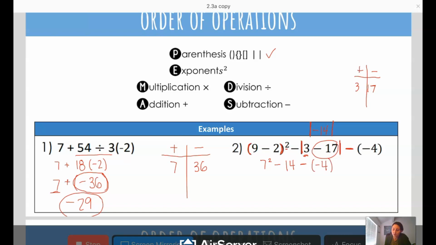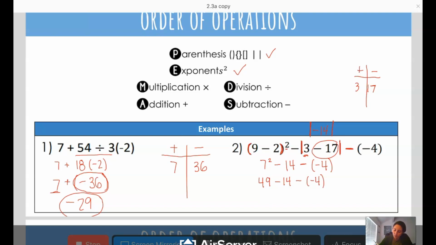Okay, we finished all of our grouping, so we're going to move to exponents. We do have an exponent here, the exponent of 2 in that 7 squared. So we're going to do 7 squared. 7 squared is 7 times 7, which is 49. Then we need to bring down the rest, so minus 14 minus negative 4.